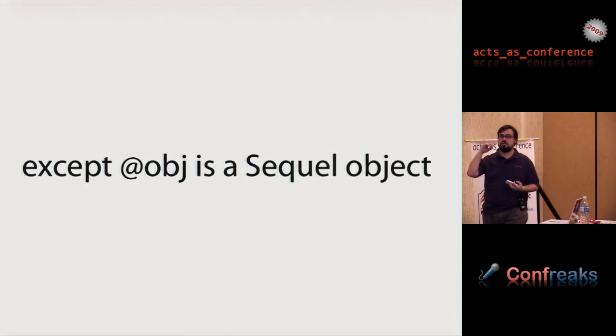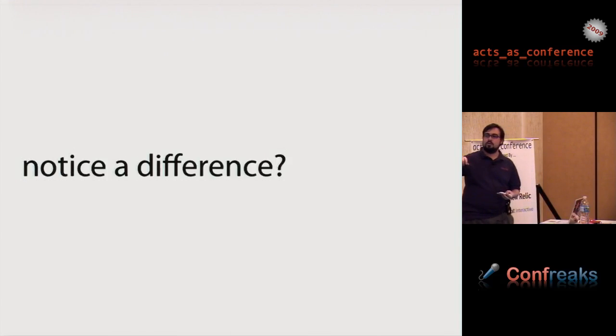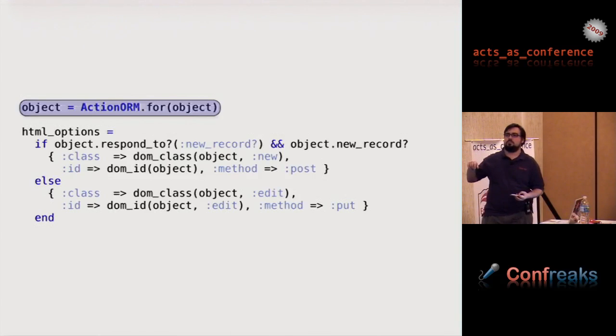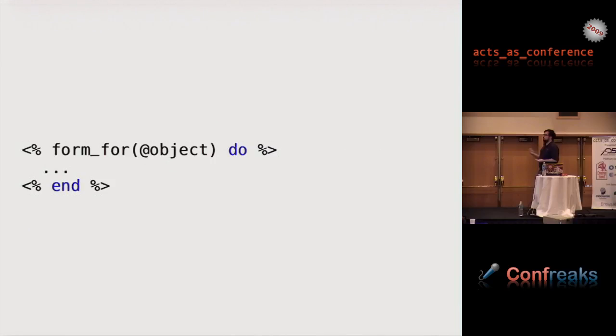And then when you say ActionORM.for some object, it will actually go look up in that table of registered things which object you're a part of, get the appropriate proxy wrapper, and send it back. But you as a user don't have to know about any of this. You only have to know about this if you are an ORM user.